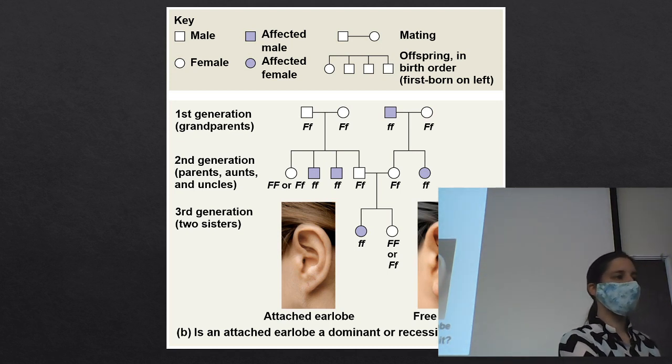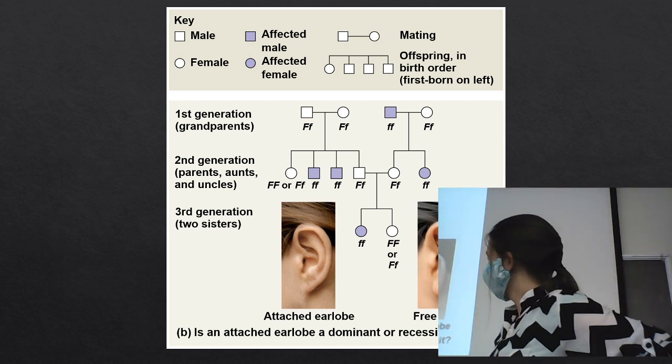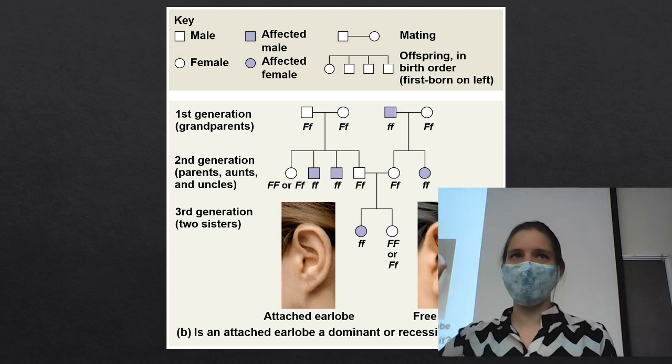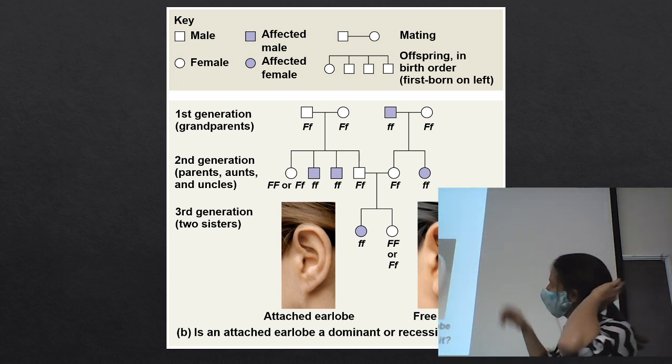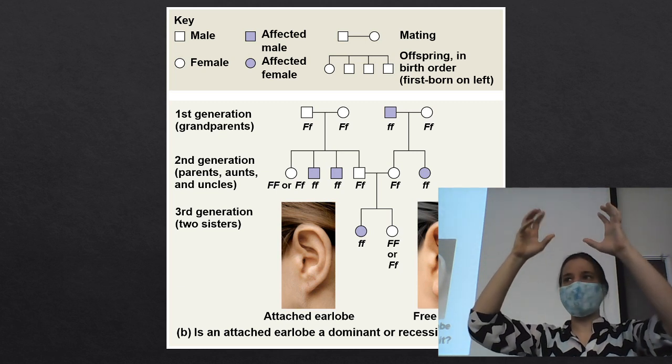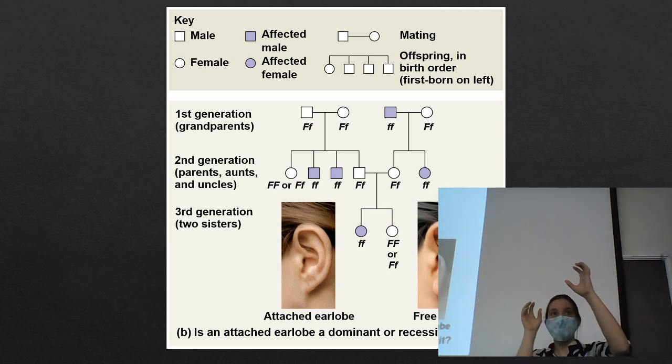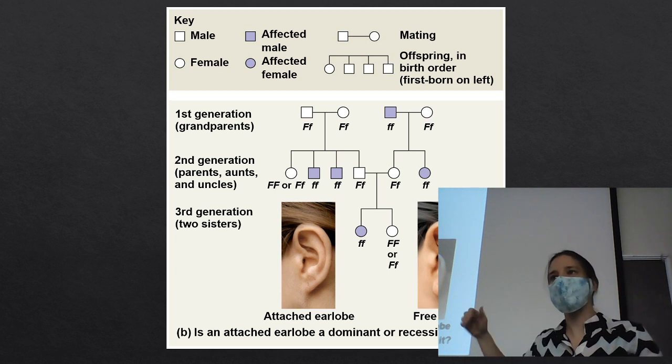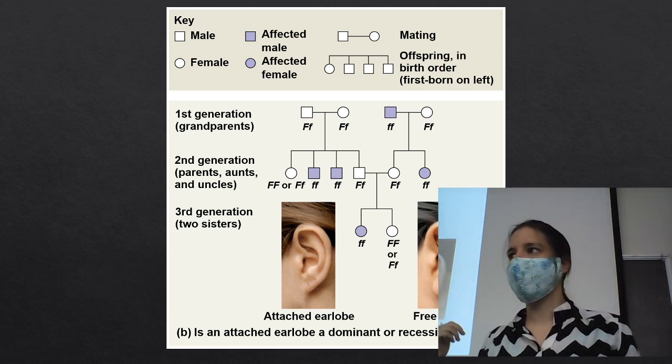And then this mating that we're looking at, neither of these folks have attached earlobes, but they had a daughter who has attached earlobes. So if you're looking at something like that, you're like, huh. Again, pretend you don't see the F's yet. Looking at that, you're like, okay, so parents can not show the trait, and then the offspring does show the trait. Do we think this is dominant or recessive?